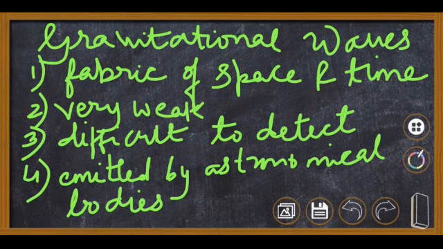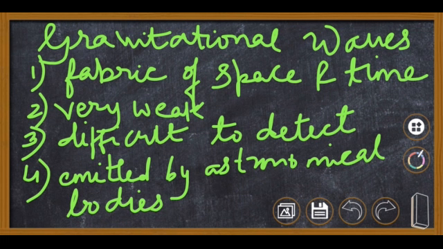Now let us know a little more about gravitational waves. Gravitational waves are said to be waves formed on the fabric of space and time, because they are given out by the astronomical bodies, so they are formed in space. And the fabric means whatever medium is there in space; fabric actually means cloth. So whatever is present in space, in that space and during that time, these gravitational waves are made and travel.